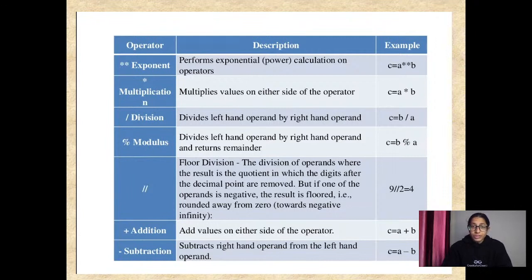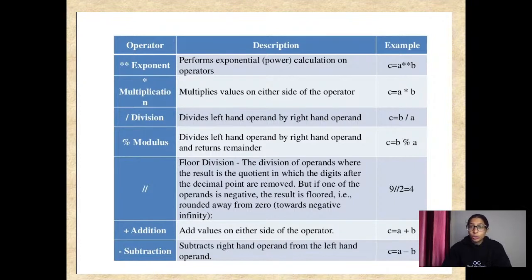Now comes floor division. These three are different: division, modulus, and floor division. Floor division means the division of operands where the result is the quotient. If we take an example of 9 divided by 2, the quotient would be 4, because 4 times 2 is 8 and 1 is the remainder. So 4 is the floor division result, and the digits after the decimal point are removed.